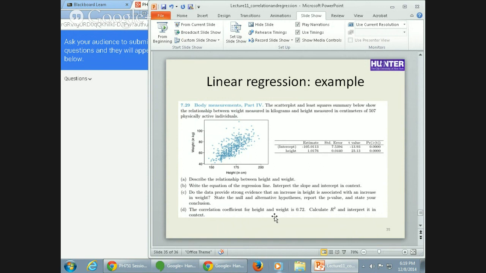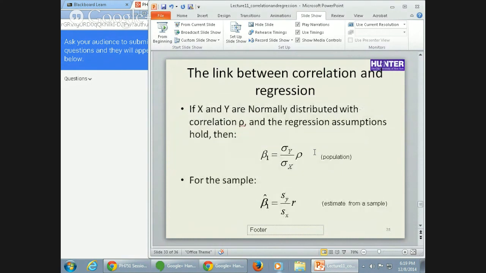So let's see, what else? The correlation coefficient is 0.72, calculate R squared. That's pretty easy, right? 0.72 squared. And interpret it in context. Oh, that's the slope, not. Yeah, 1.0176 is the slope, it's not the correlation. So you would have to take the slope times the standard deviation of x divided by the standard deviation of y to turn it into a Pearson correlation.